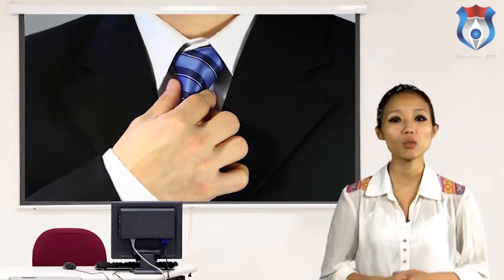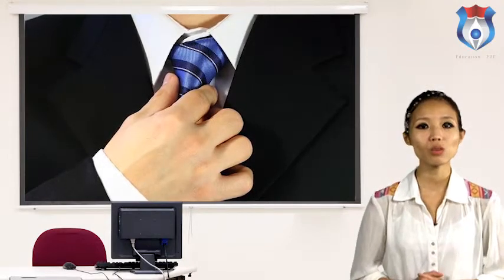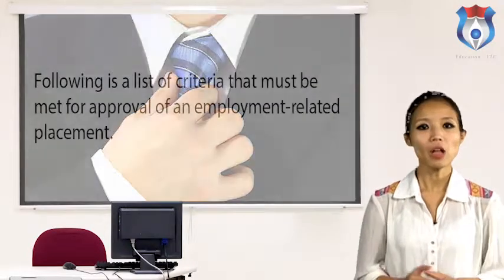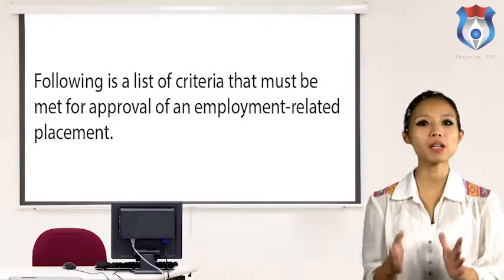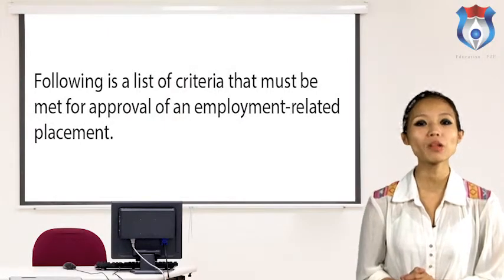Employment-related placement. An employment-related placement is defined as a field education arrangement in which the student is granted written approval from the field coordinator to complete her or his placement in an agency where the student is currently employed. Following is a list of criteria that must be met for approval of an employment-related placement. An employment-related placement will be allowed for only 1 year of the social work field experience.